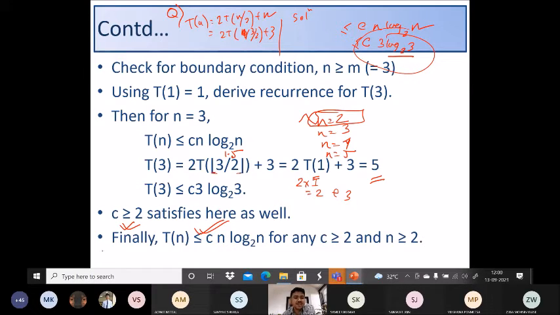So finally, what is my answer? My answer is T(n) less than or equal to Cn log 2n. I have guessed this and it is right for any C greater than or equal to 2 and n greater than or equal to 2. So my guesswork is correct. So T(n) is in order of n log n.